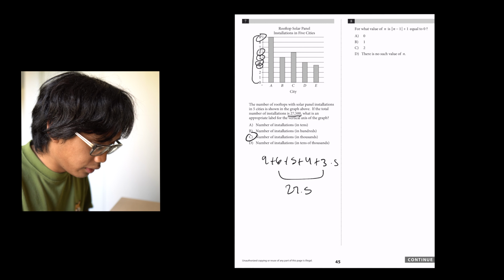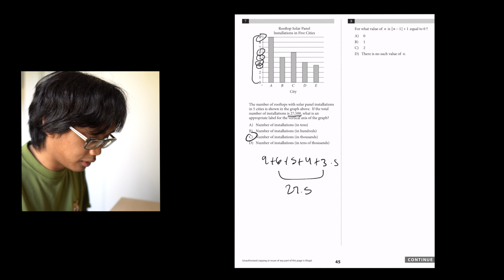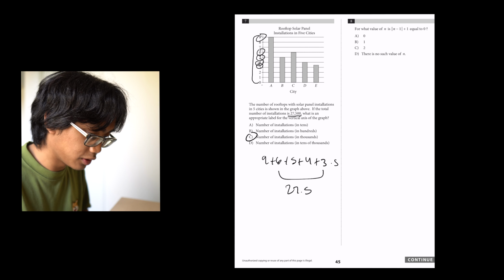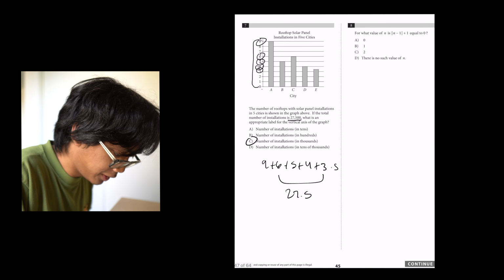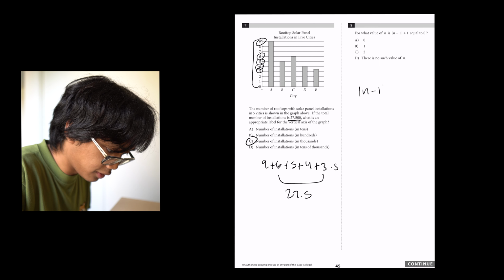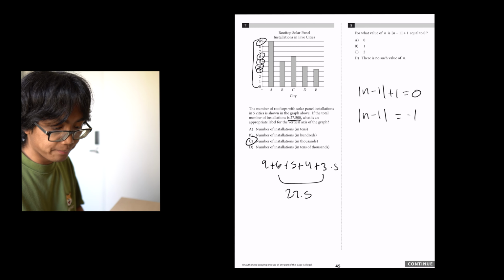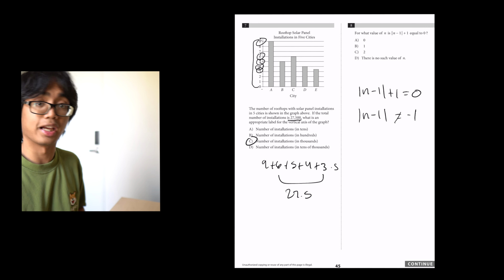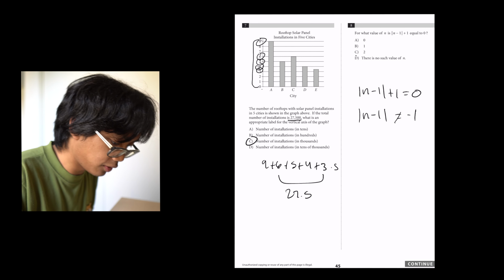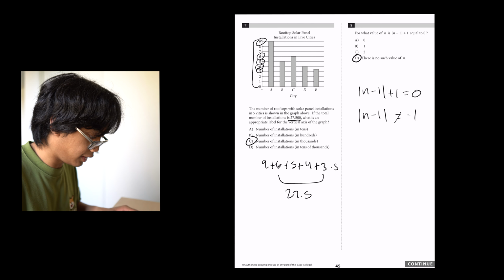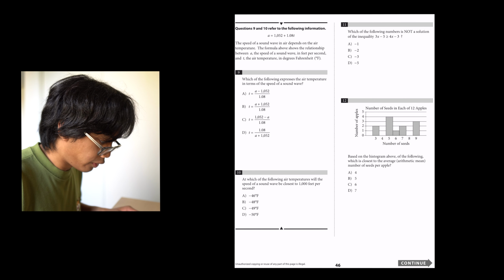Number 8, for what value of n is n times the absolute value of n minus 1, plus 1, equal to 0? Basically what we want is an equation where you get this. But since the absolute value of anything is going to be a positive number, that means this equality can't happen, which means there is no such value of n. So answer choice D.